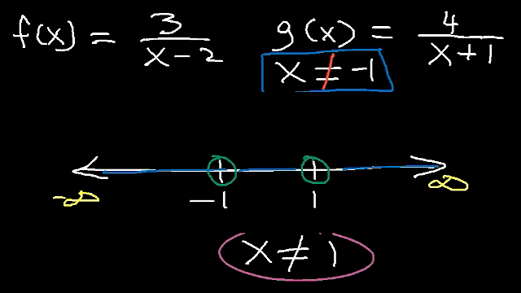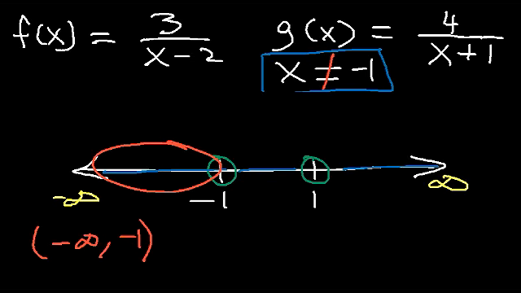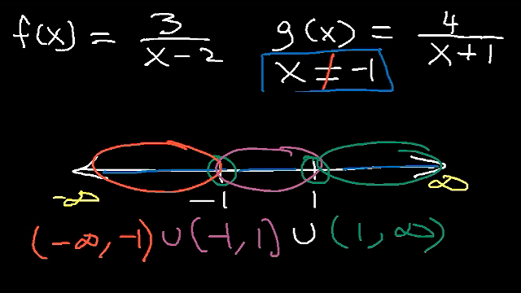So therefore, we're going to have 3 parts to our answer in interval notation. So the first part, highlighted in red, is going to be from -infinity to -1. The second part, highlighted in purple, is union -1 to 1. And the third part, highlighted in green, is 1 to infinity. So that's how you can remove -1 and 1 from the domain. So that is the answer for this problem.